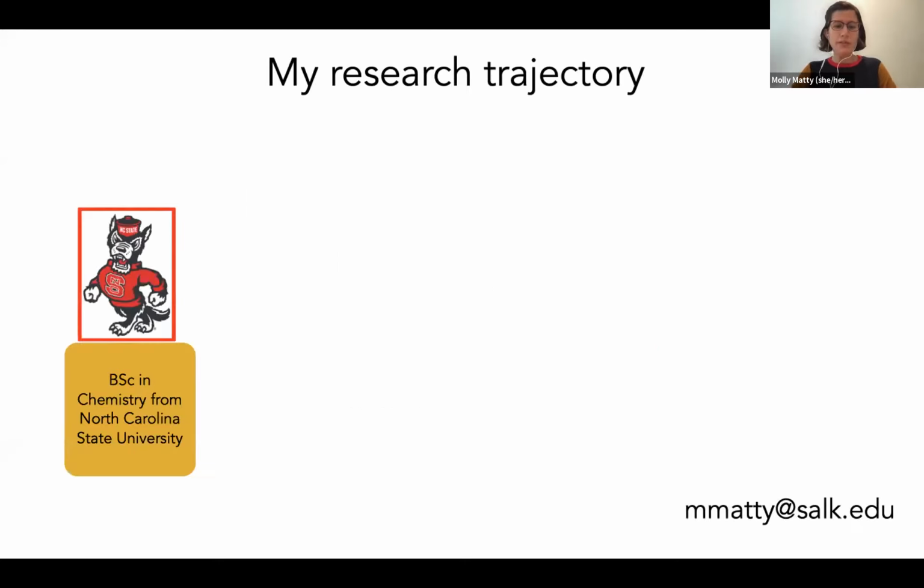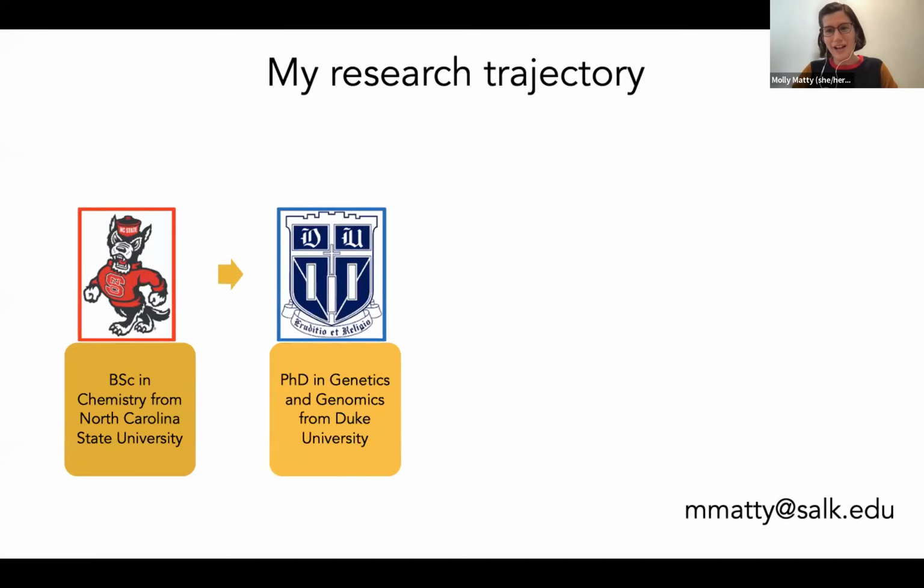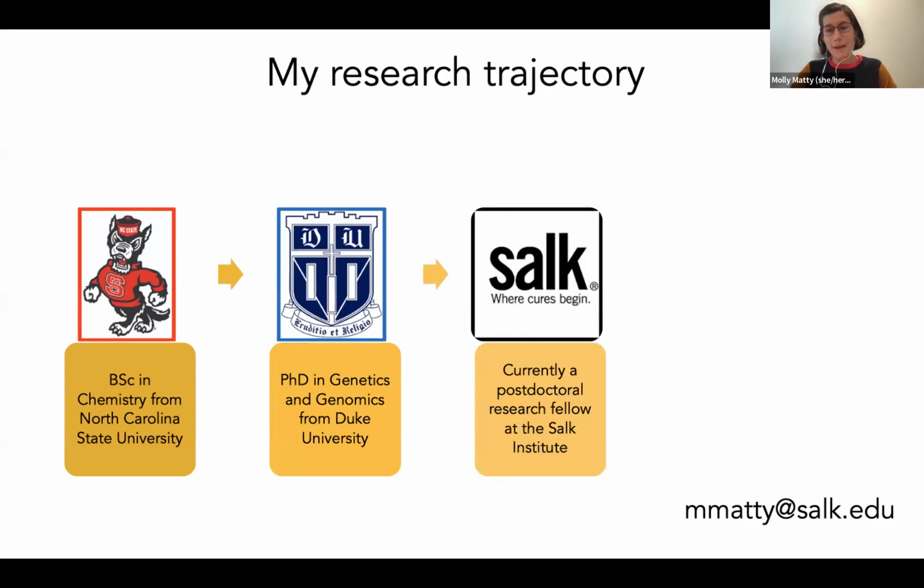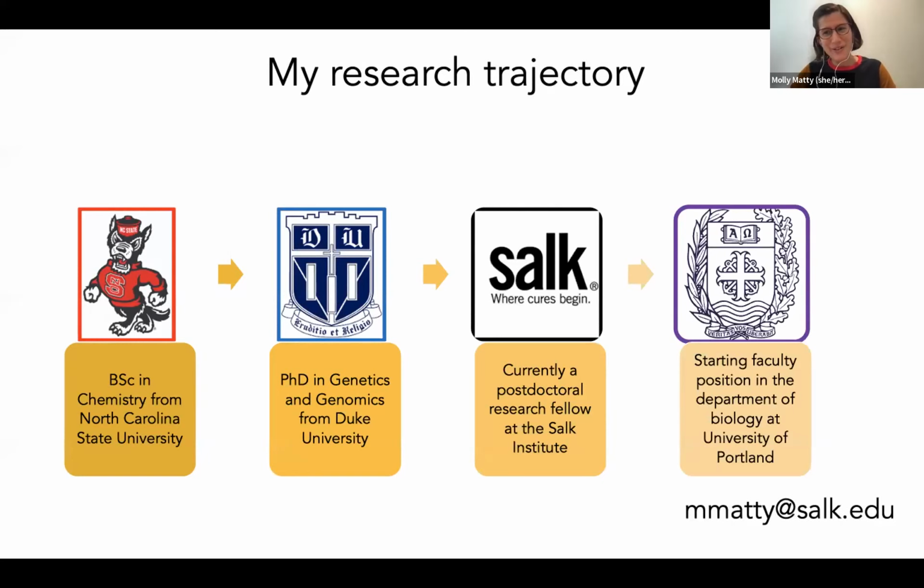So I received my bachelor's degree from North Carolina State University, and then got my PhD in genetics and genomics from Duke University. I'm now at the Salk Institute as a postdoctoral research fellow, and I'm happy to announce that in fall of 2022, I'll be starting as an assistant professor in the Department of Biology at the University of Portland in Portland, Oregon. So if you have any students who are looking to get out of California and go to a school in Oregon, send them my way.